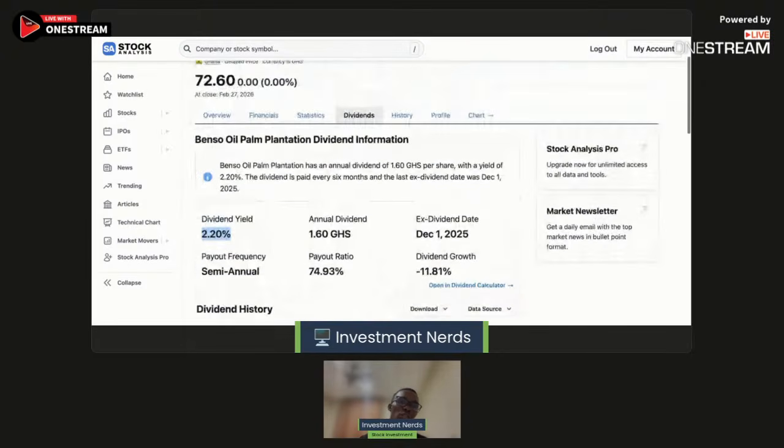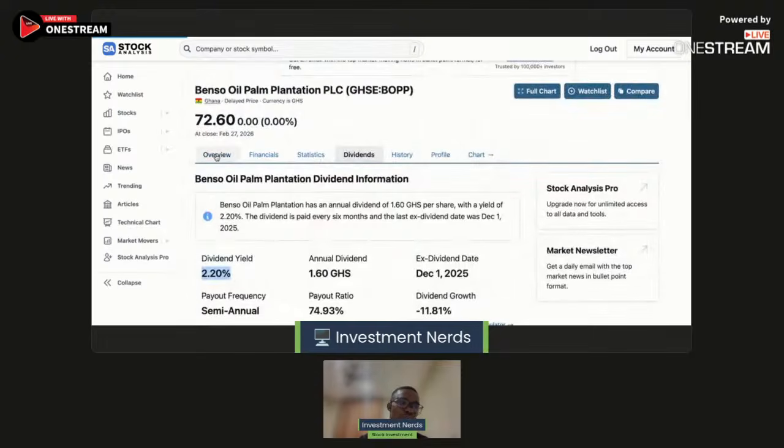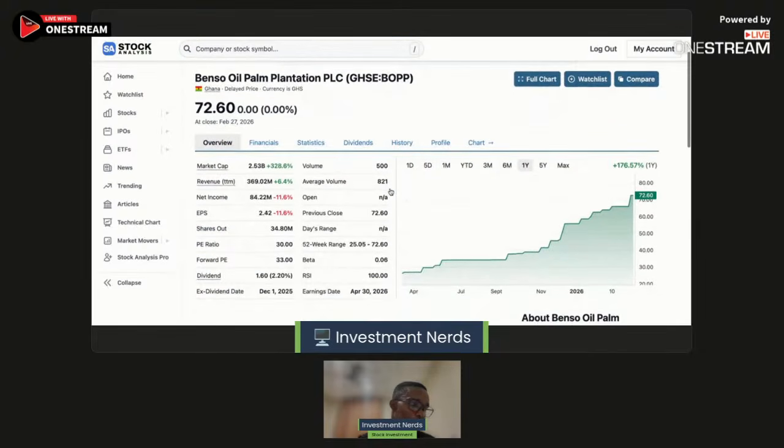If you look at the overview, this is stockanalysis.com. I like it because it helps you do this for any stock at all, not just Ghana. Look at Benso, you look at the growth, see the growth.